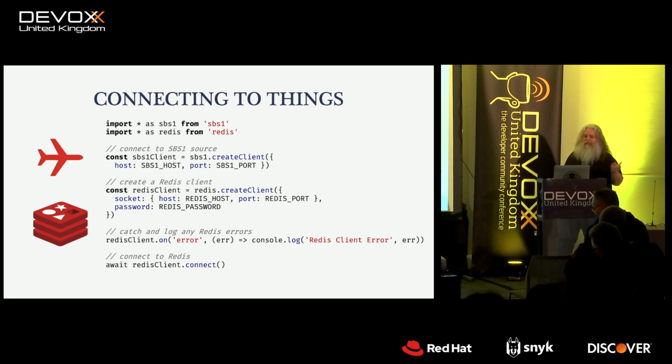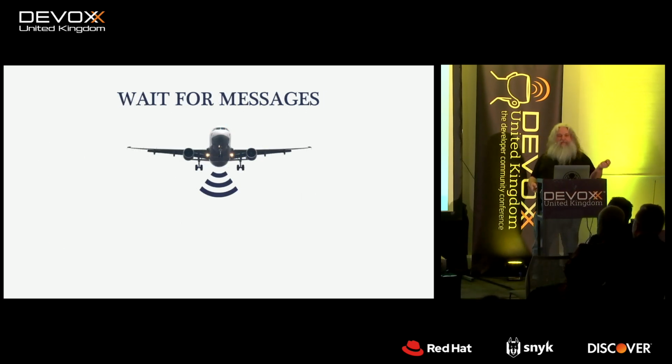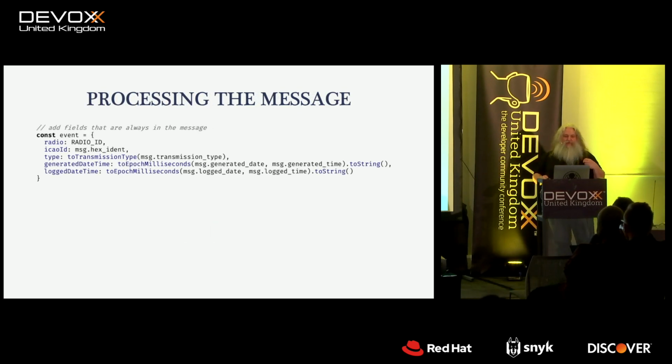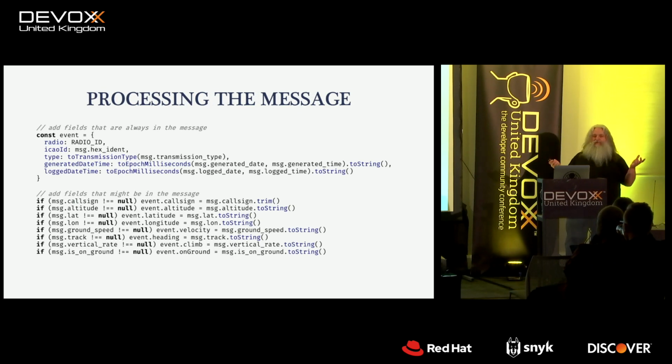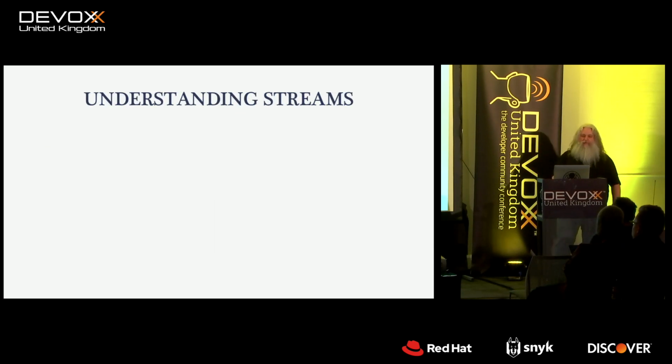So ultimately, I'm connecting to Redis, and I'm connecting to dump1090 using that node library I was mentioning. I wait for messages, I process them, and then this is just a bunch of, hey, the date's in a weird format, and the latitude might not be there, and it's a lot of code like that. It's nothing clever.